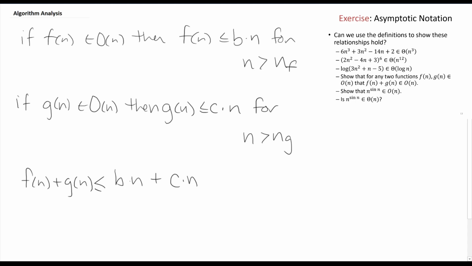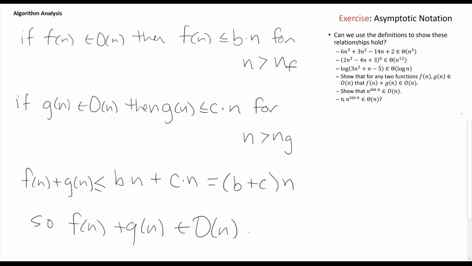So the two of them together, adding them together, must be less than or equal to bn plus cn, which of course we can see is just equal to (b plus c) times n. And since b is a positive constant and c is a positive constant, b plus c must be a positive constant. So we can conclude that f of n plus g of n is also in big O of n. Again, that concludes a proof, which now becomes a tool that we can use.